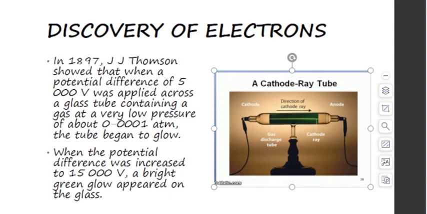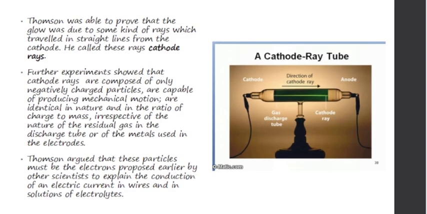What do we have to say about that cathode ray? Or what does J.J. Thomson have to say about the cathode ray? Thomson was able to prove that the glow was due to some kind of rays which traveled in straight lines from the cathode. He called these rays the cathode ray. Further experiments showed that cathode rays were composed of only negatively charged particles, and they are capable of producing mechanical motion. They are identical in nature and in the ratio of charge to mass.